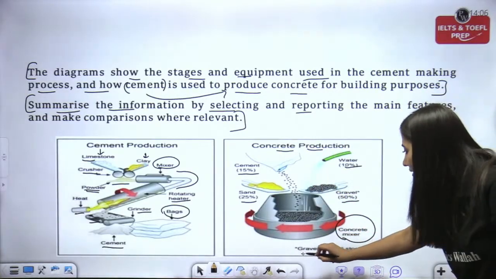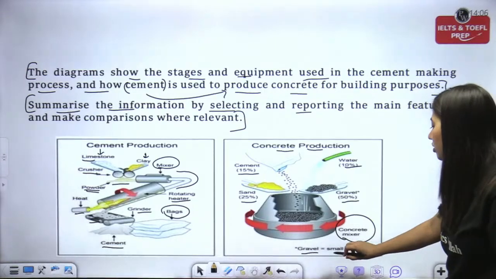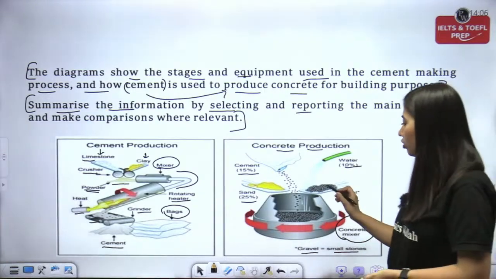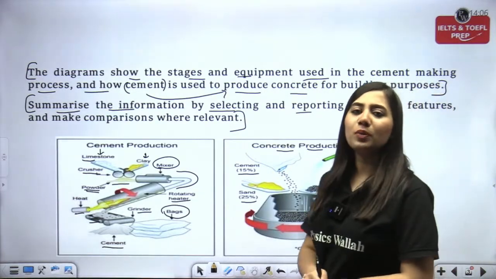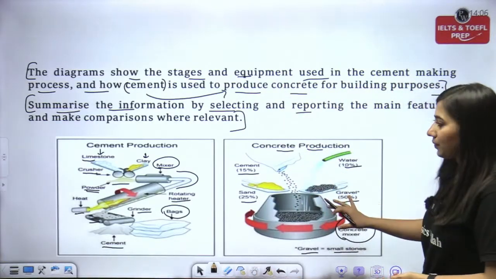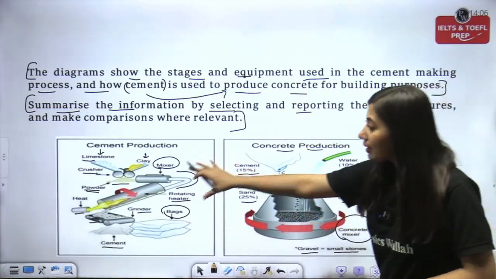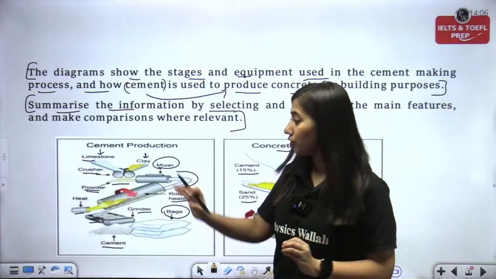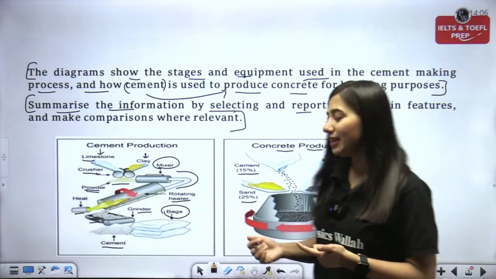Next, this gravel, if you don't understand it, is small stones, the small stones which we use in order to make buildings and houses. So it is all about concrete production. You had your own understanding of these two figures. Now you will later on do what?